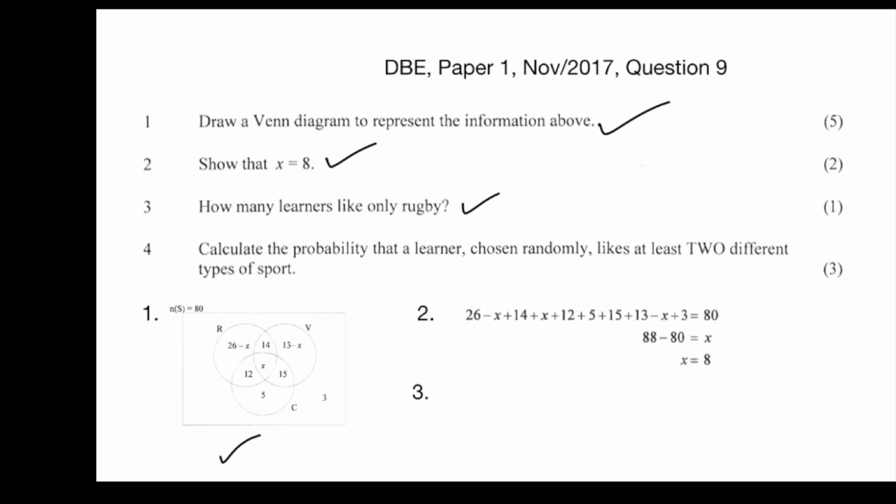The next question says, how many learners like rugby only? So rugby only should be that set there. That is where rugby only is. That event represents rugby only. So rugby only is 26 minus X. But we know now that X is equal to 8. So that should be 26 minus 8, which will give us 18.